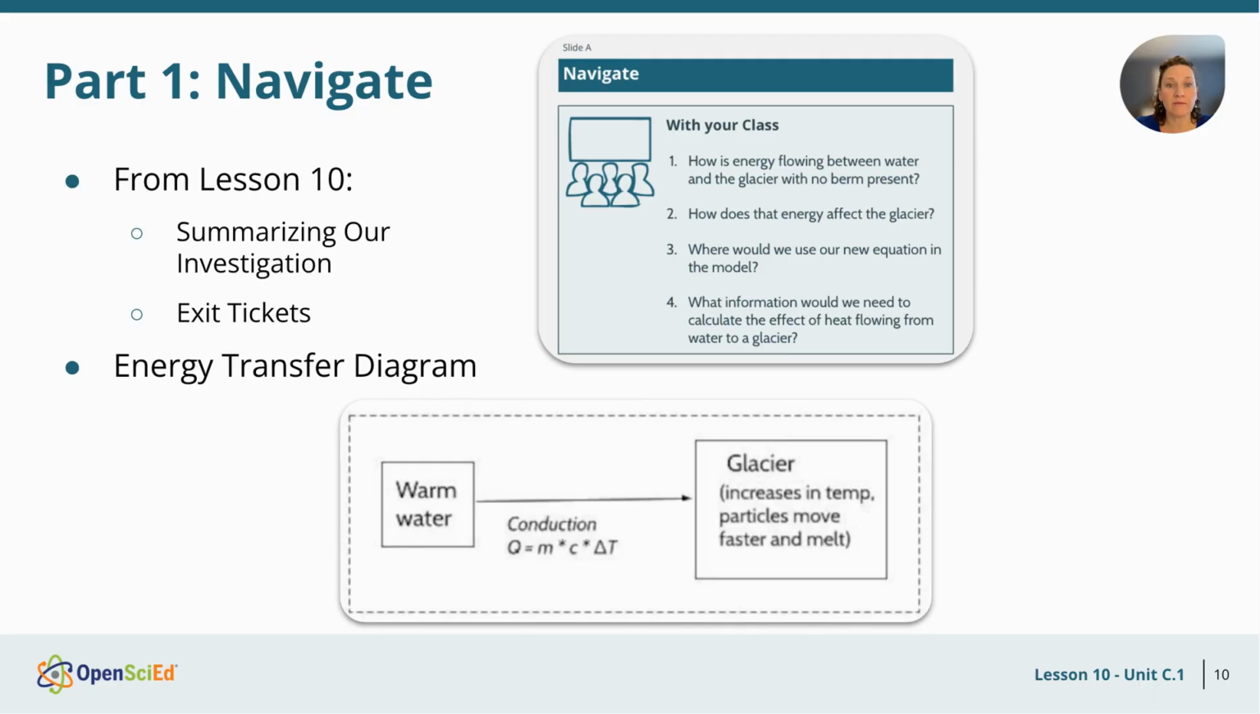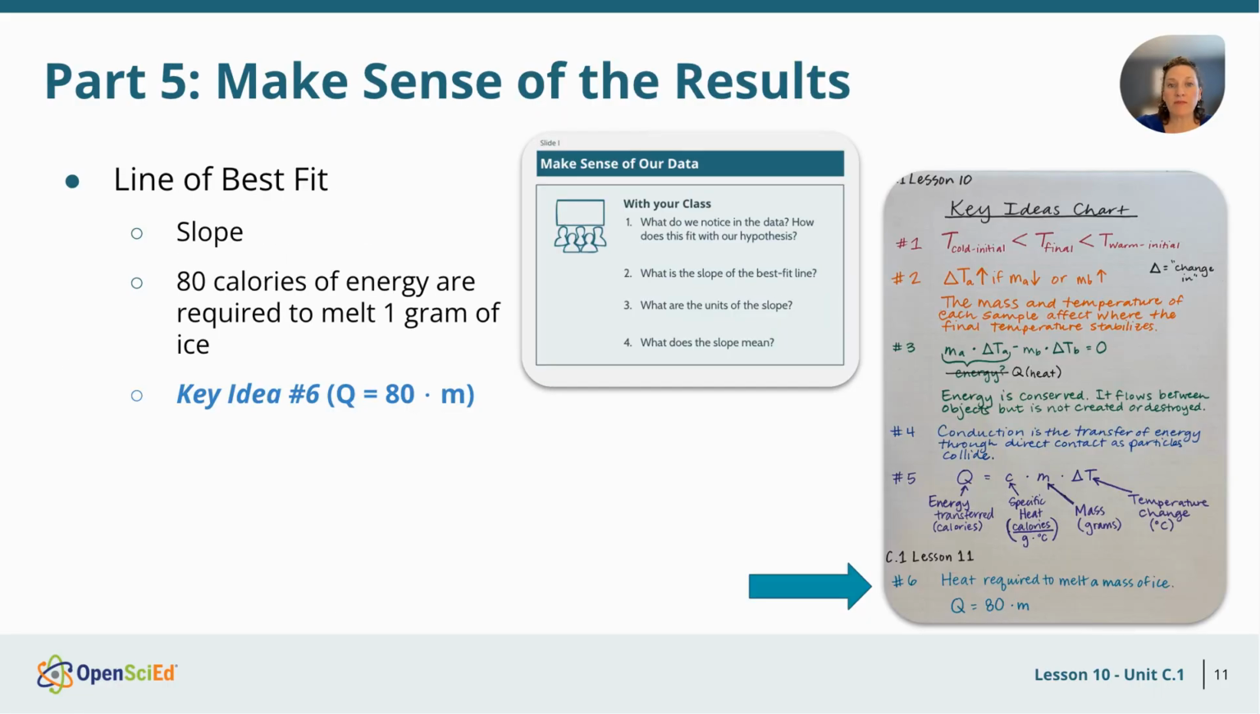flows to the ice. For the key moment in part 5, this is where you will be constructing the best fit line for the students. The slope of the line should be about 80 calories per gram, and it's completely acceptable to use the value that the students derive, not the published value of 80. I found that my students were totally fine appreciating how close we actually were to the accepted value. When you're done, you'll add that equation, Q equals 80M, as key idea number 6 at the bottom of the key idea chart that you started in lesson 10.